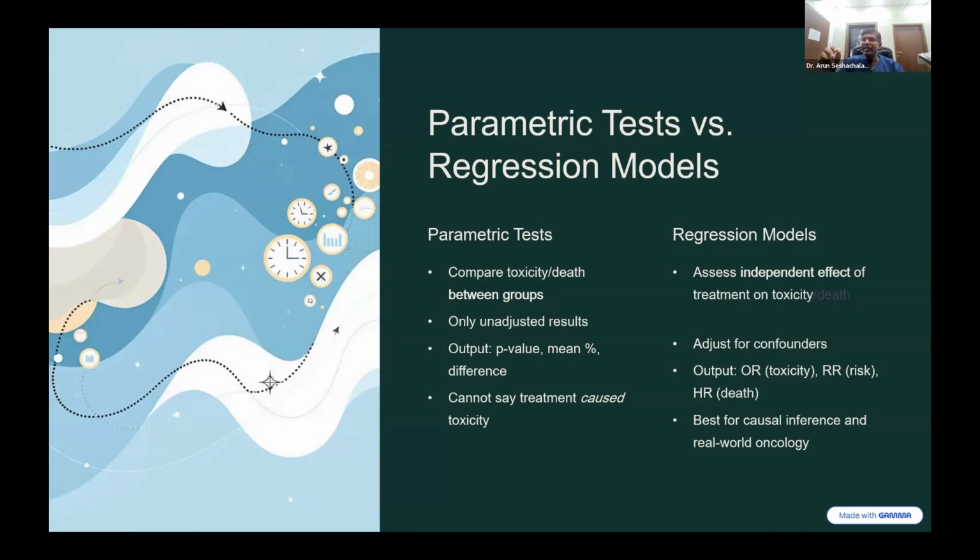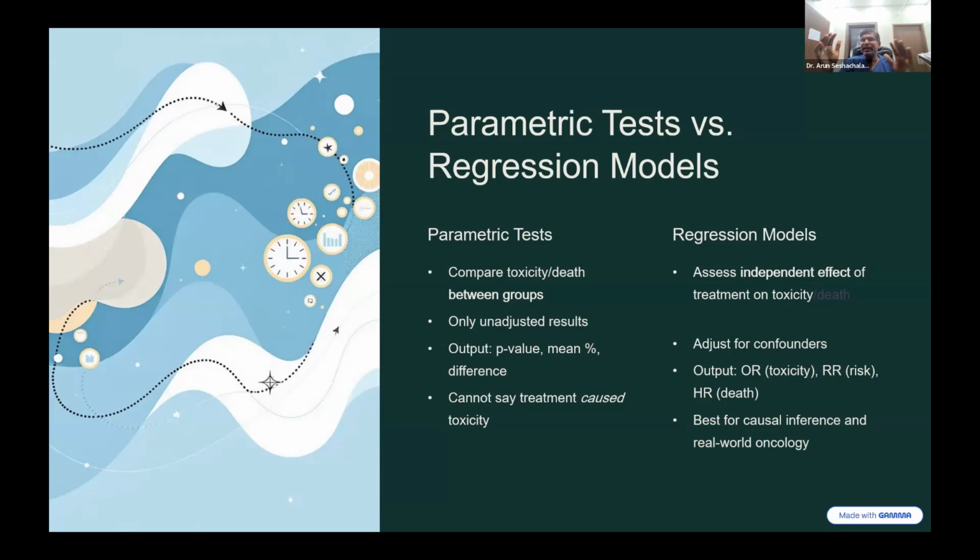Other than that, in Jamovi, you can also check whether the distribution is normal or not. If it's a normal distribution, you use parametric tests. If it's not a normal distribution, then you can always refer to other non-parametric tests. But the basics alone, we need to remember.